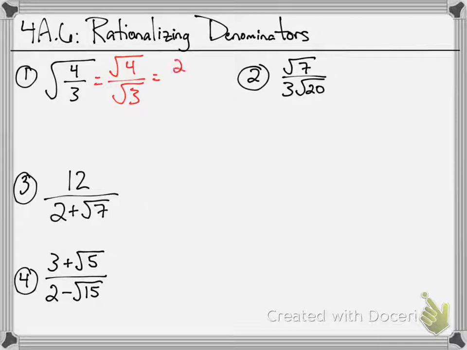We know the square root of 4 is 2, which is nice. But the square root of 3 doesn't go anywhere. It doesn't simplify down. We can't make it magically disappear. You're not allowed to have that radical in the denominator. So in order to get rid of it, we have to use this process called rationalization.